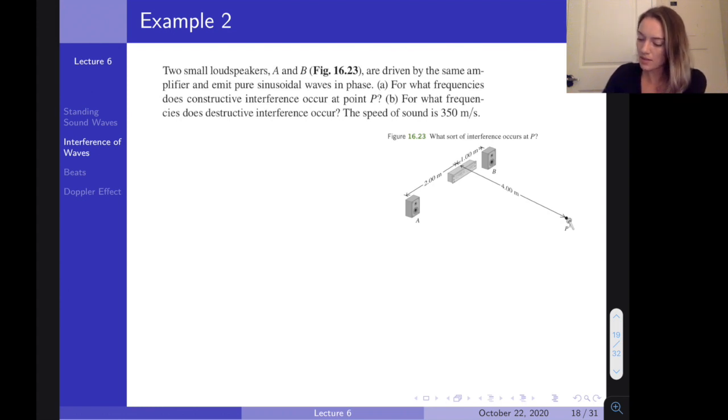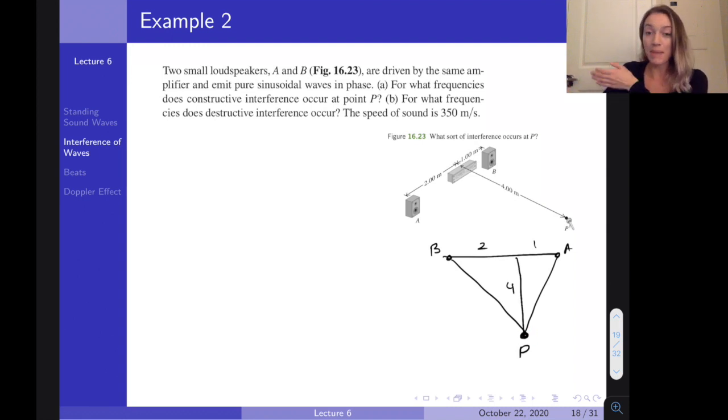So let's just draw this. If we're looking at it directly from above, this is point P here. This is A, this is B. This is 2 meters, 1 meter. This distance is 4 meters. So this is our diagram from above. I want to know for what frequencies constructive interference occurs here. So when will the path difference from here and here be equal to 1 full wavelength?